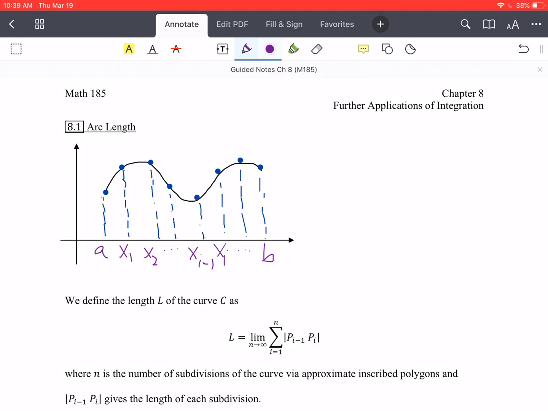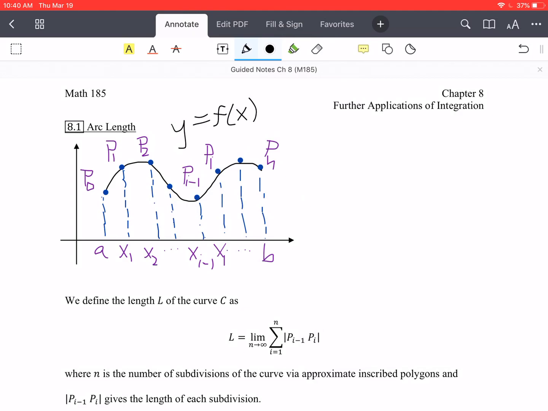And then the points on the curve, we're going to identify as starting at P naught, P1, P2, etc. We have P sub i minus 1, P sub i, all the way up to P sub n. These are all points on the curve y equals f of x. So that's the curve that we're working with here.